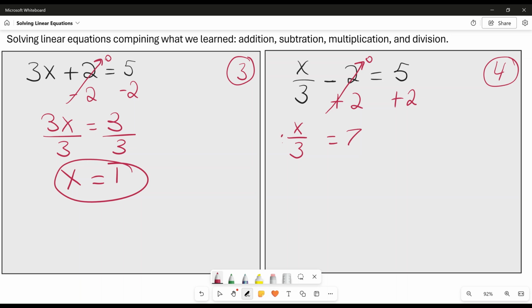And then you multiply by 3 because the opposite of division is multiplication. This will result in a 1 because 3 divided by 3 is 1. And then x is going to equal 21 because 3 times 7 is 21. And that's your answer.